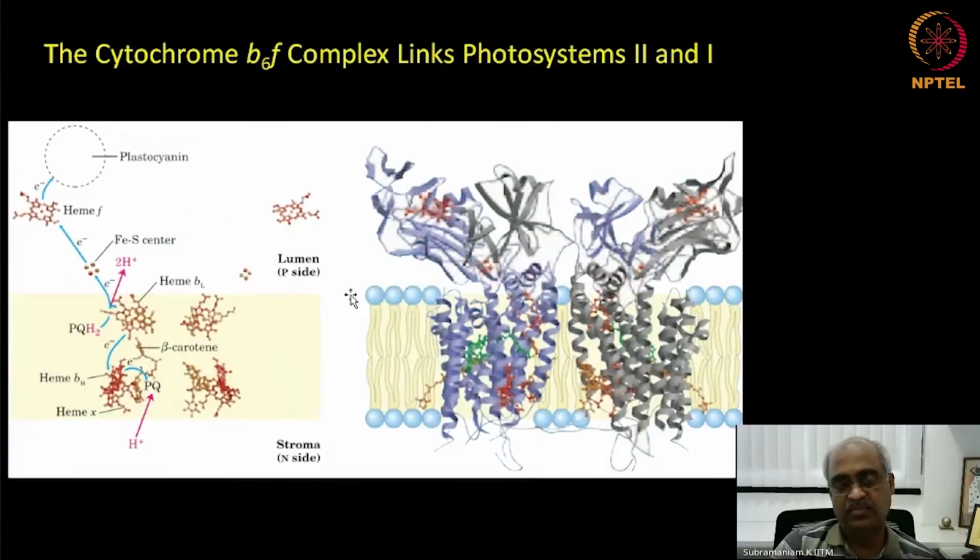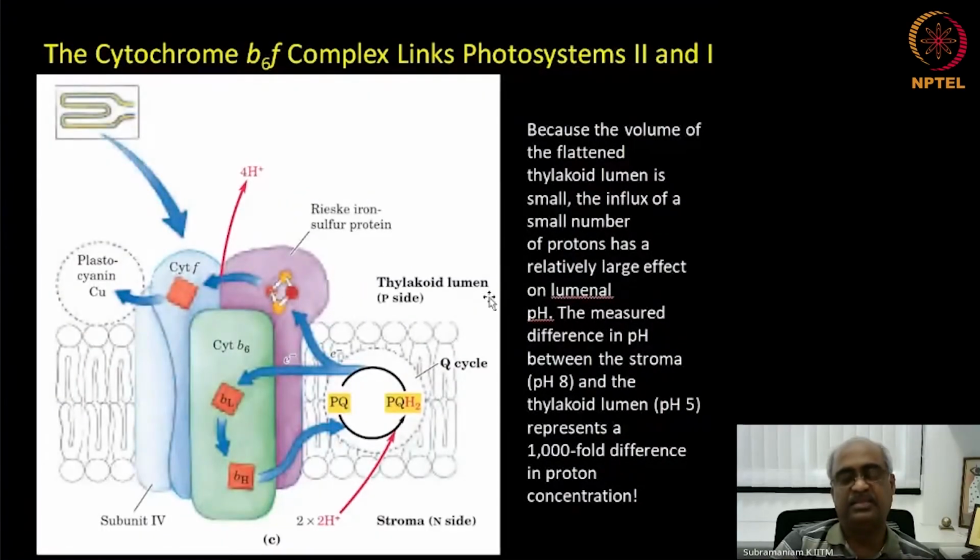complex, the pH gradient really is about 1000-fold. Okay, the proton concentration inside the thylakoid lumen is so high. It's pH 5, and outside in the stroma it is pH 8. And therefore there is a 1000-fold difference in proton concentration, sufficient enough for ATP synthesis.